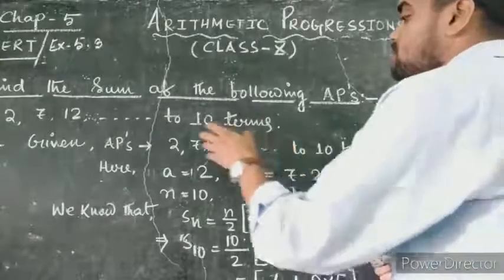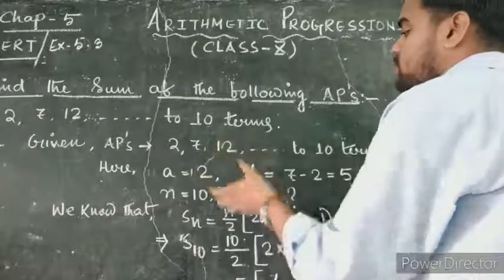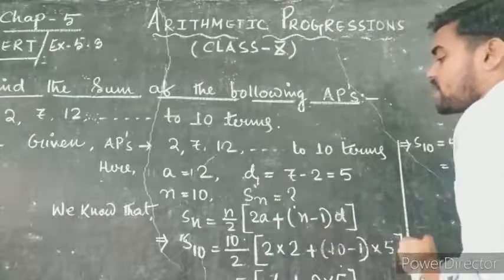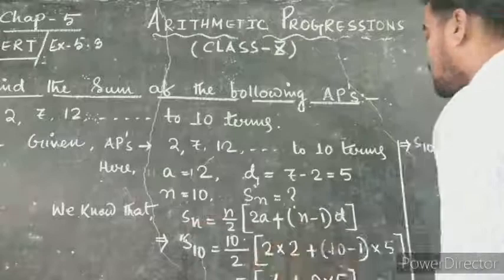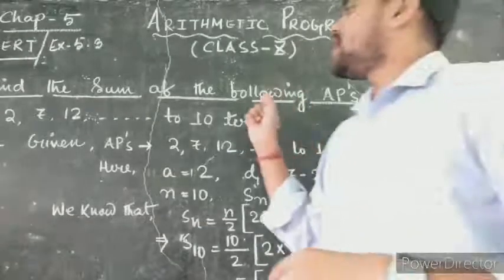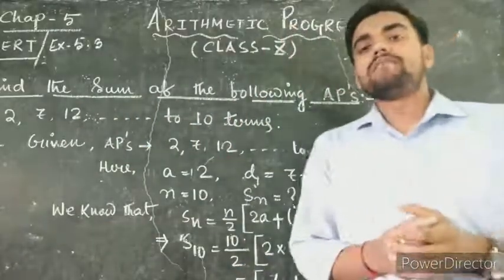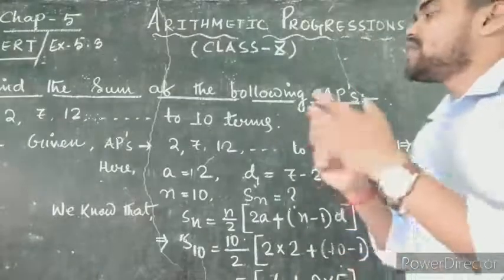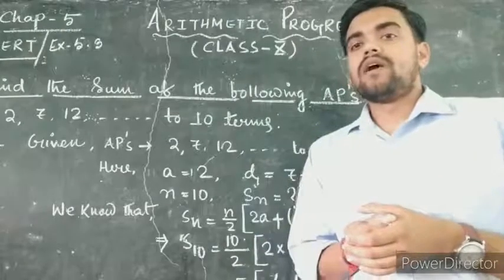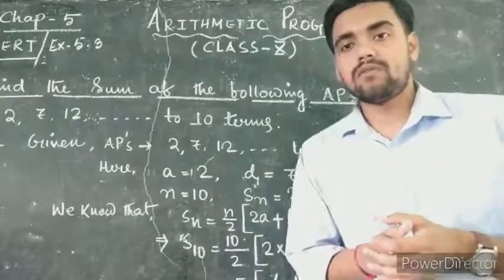Now we can put in all the values. What is the value of a, what is the value of the common difference, what is the value of n, we can put it here. So n is 10, a is 2, and d is 5. We can solve it similarly, and we find the value S_10 equals 245. That means when you add all 10 terms, you get 245. So this is the formula. With the use of this formula, we can easily find the sum of all terms. I hope all of you understood. Next class, next video, we will solve another problem. Okay, thank you.